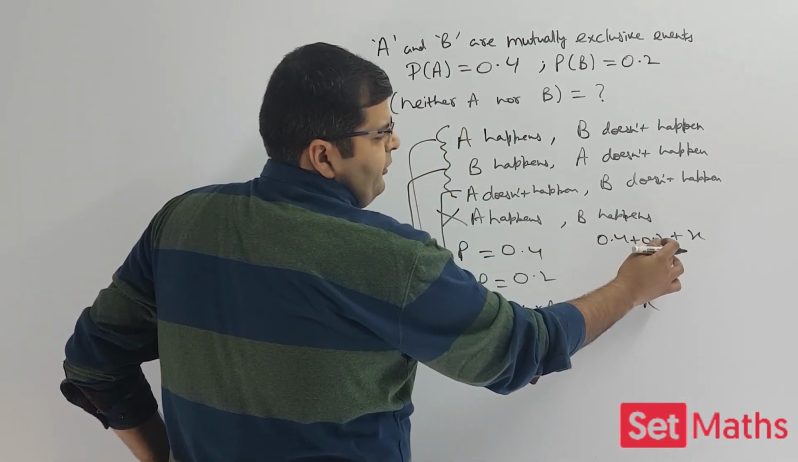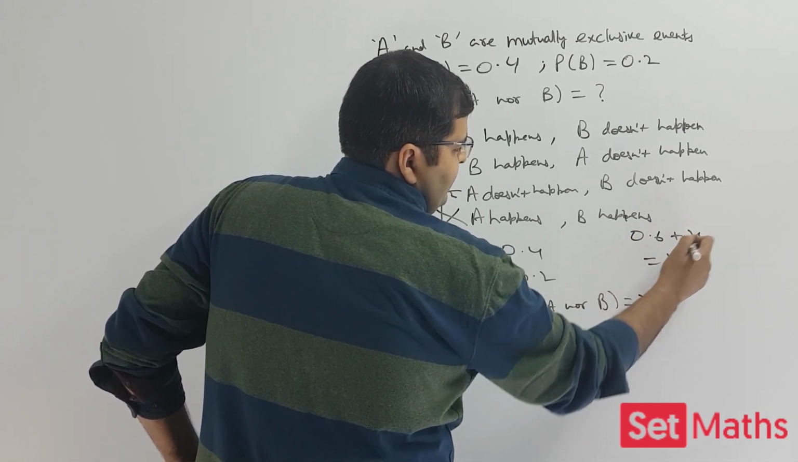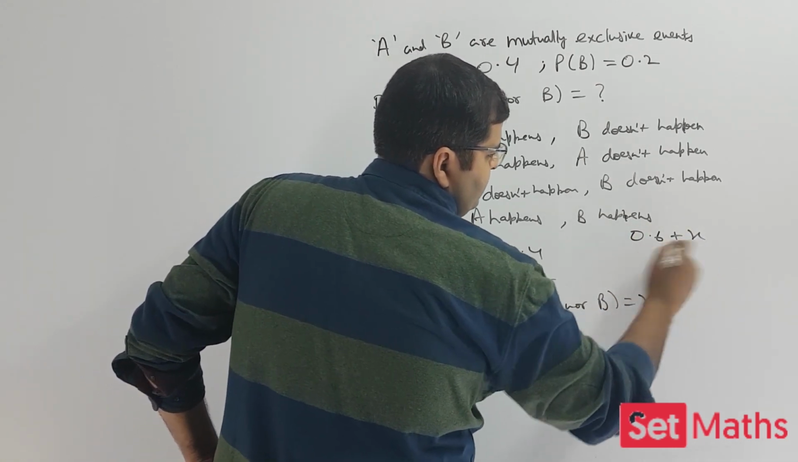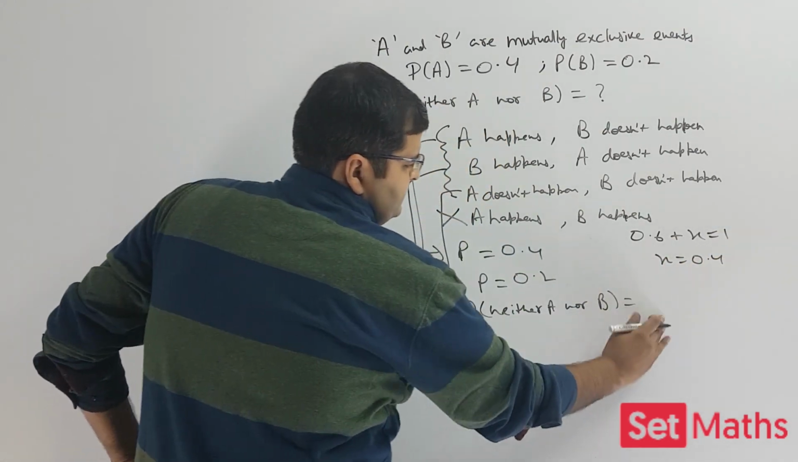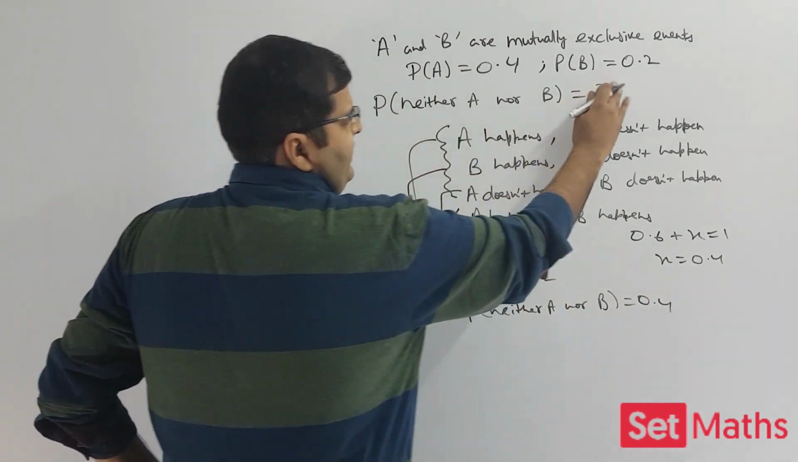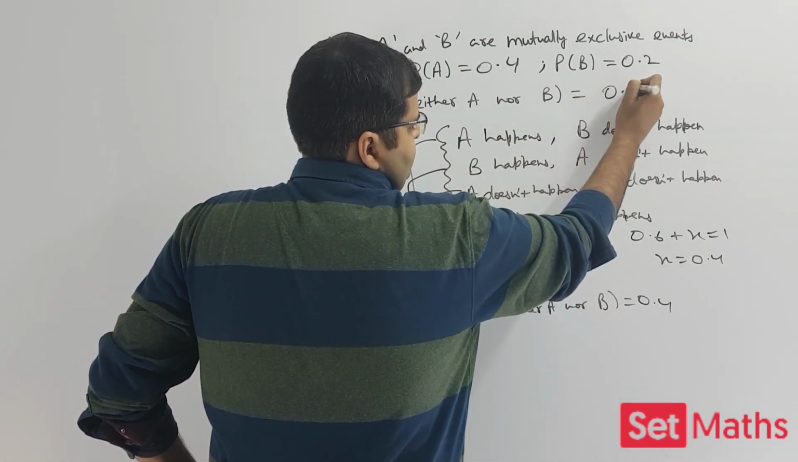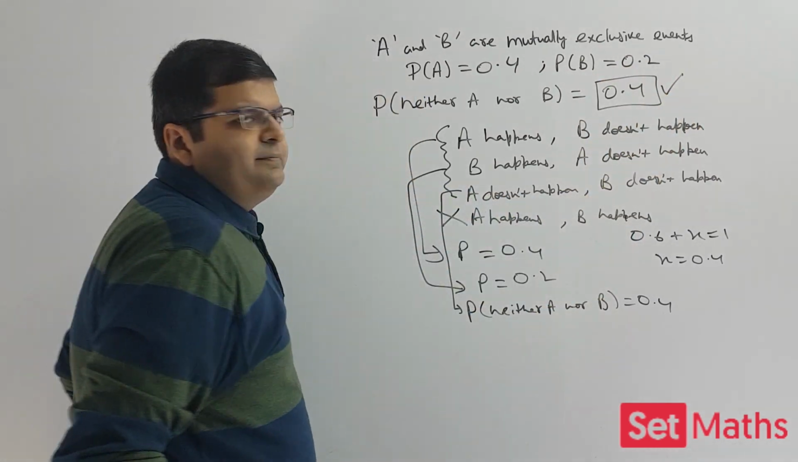So 0.4 plus 0.2 is 0.6. So 0.6 plus x is equal to 1. So from here we can say x is 0.4. So this is what we have to find, so this is equal to 0.4. So probability of neither A nor B equals 0.4. And that is the correct answer.